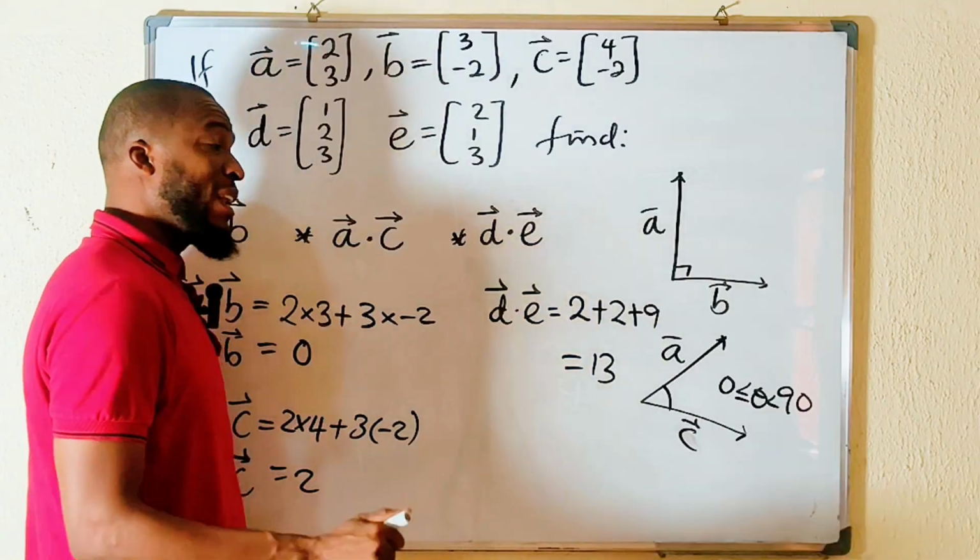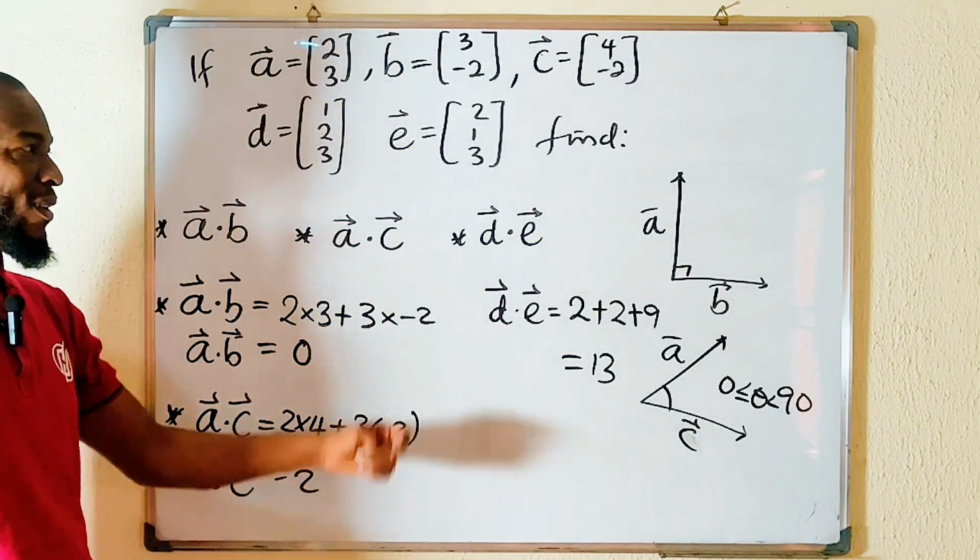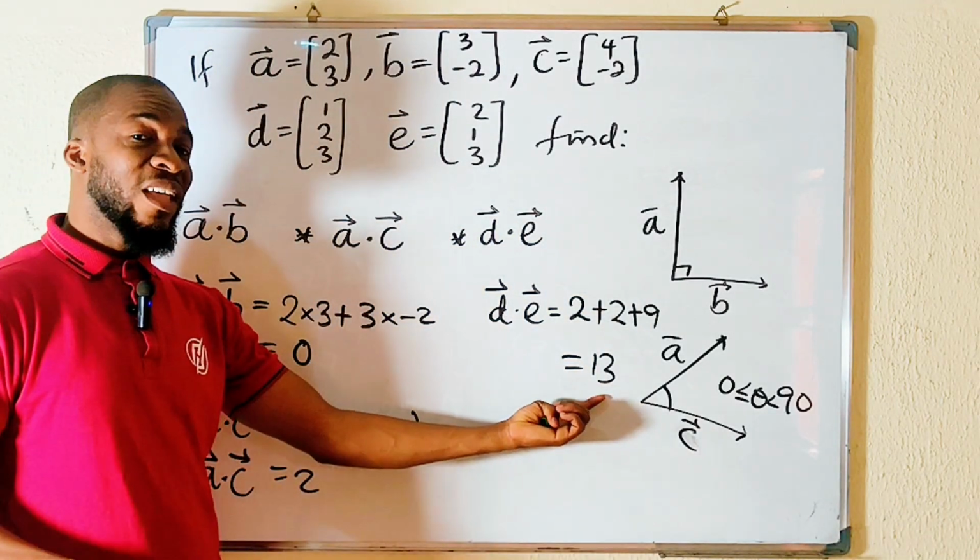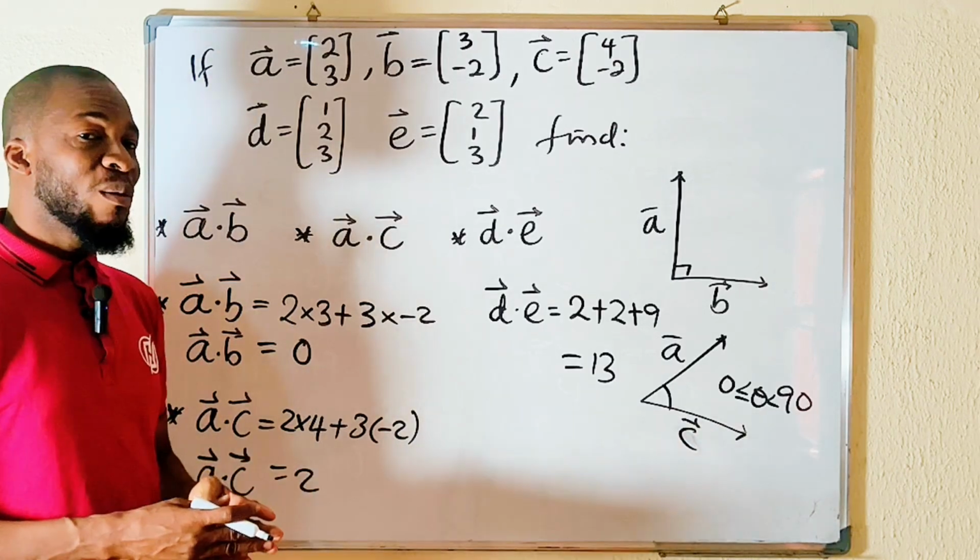This is also an acute angle between the two vectors. Yes, if the result is negative, it means that the angle between them is obtuse.